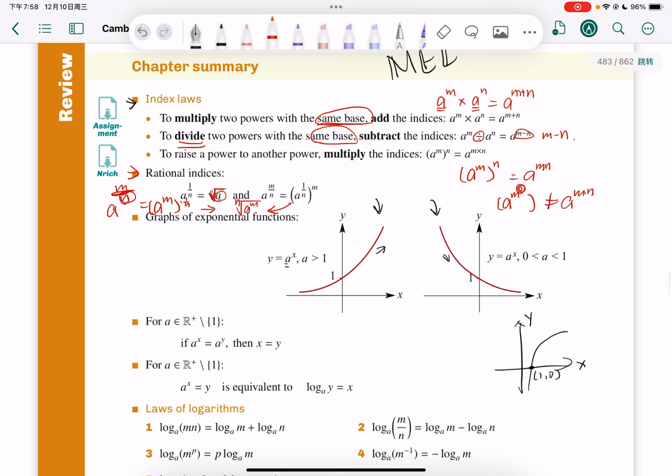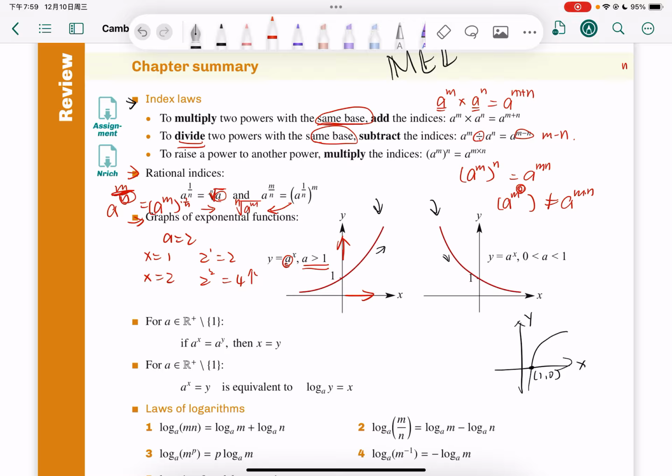Let's talk about the graphs. The graph of exponential functions: if we have the base a and a is greater than 1, then the function will be increasing. Let's take an example, a equal to 2. If x is equal to 1, 2 to the power of 1 is 2. If x is equal to 2, 2 to the power of 2 equals 4. So it's increasing, which corresponds to the graph. If x is increasing, then y must be increasing.